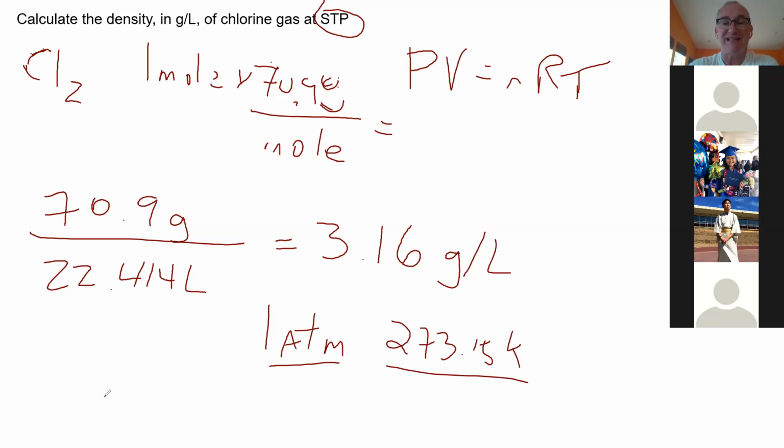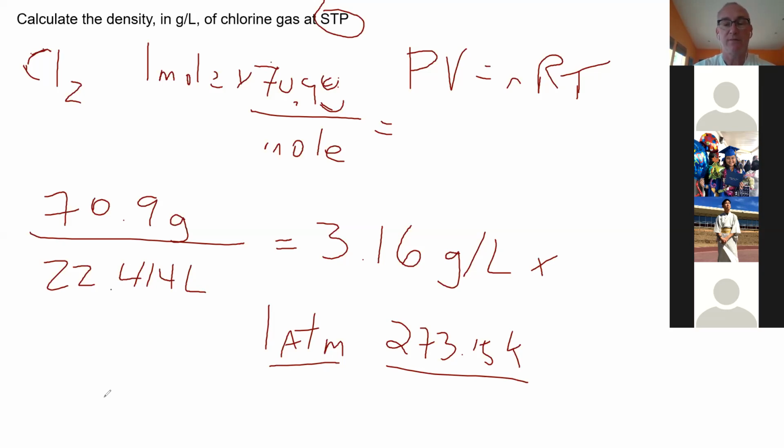So if the question had a different temperature or a different pressure, probably the way to approach this is to figure out what the density would be at standard temperature and pressure, and then change it accordingly. So if the pressure changed, what's the relationship between volume and pressure? Inversely proportional, right? Yeah, exactly.